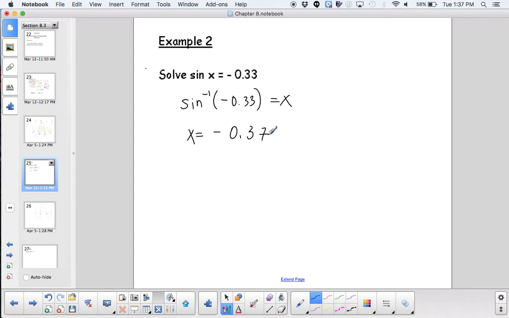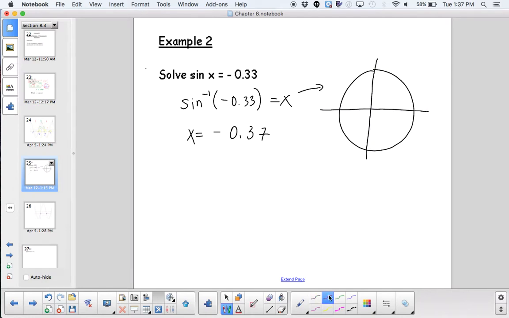So let's think about arcsine and its restrictions. The range for that has been restricted to negative pi over 2 to pi over 2. And that restriction is going to keep us from getting the full set of solutions to our original problem. So it's been restricted to this domain, which means these were not included.